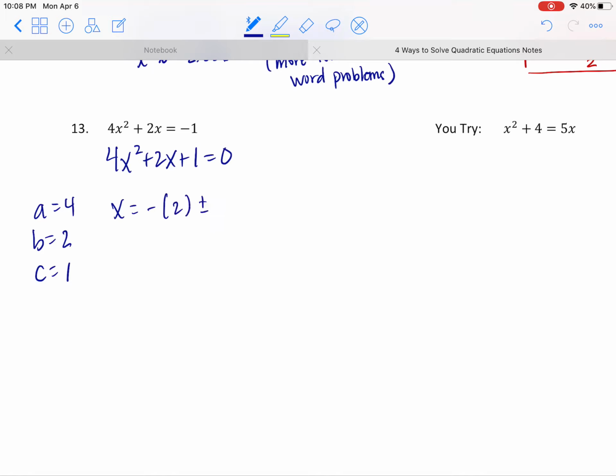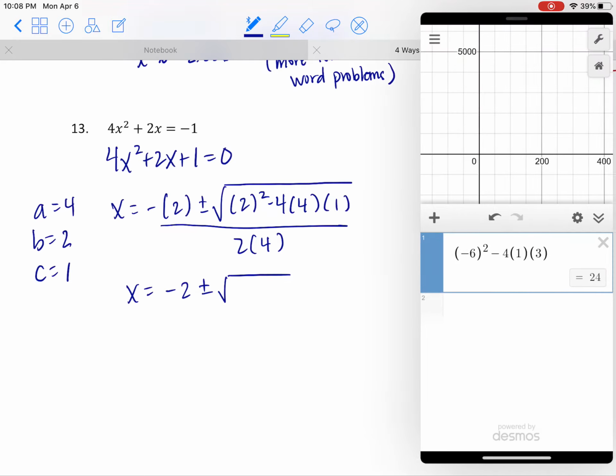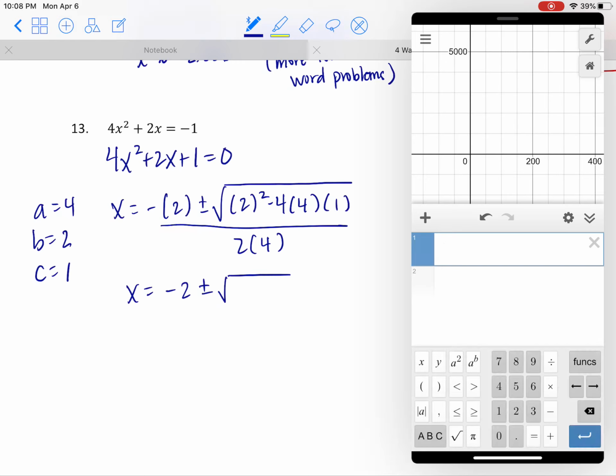We want to make sure that this is in order and equal to 0. So here a is 4, b is 2, c is positive 1. So x is going to equal negative b plus or minus the square root of b squared minus 4 times a times c, and that is all divided by 2 times a.